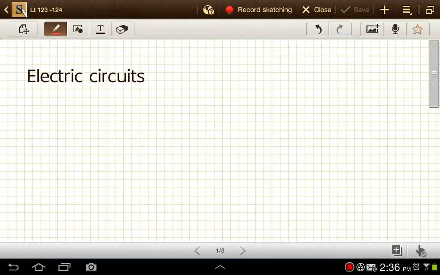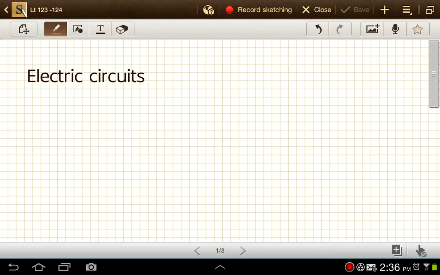Welcome back, everybody. We are in the thick of it now with electric circuits, diving right in. So we talked about capacitors. Those are one component that you might find in an electric circuit. Today we're going to be looking at some of the other components. So first off, we need to get an idea for what an electric circuit is.